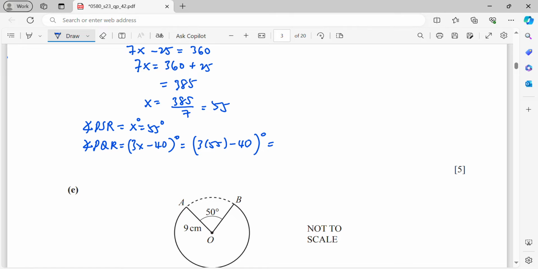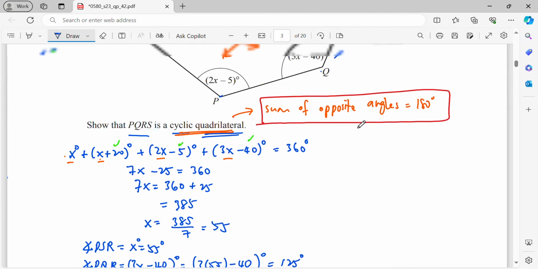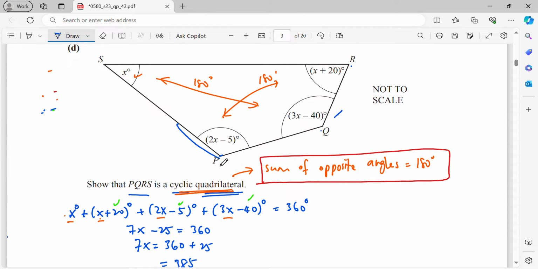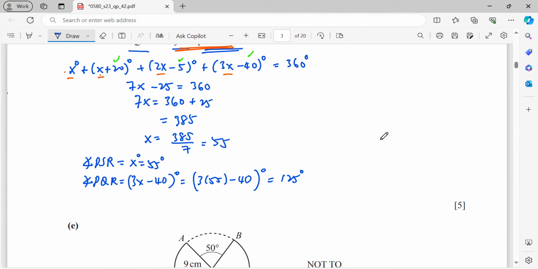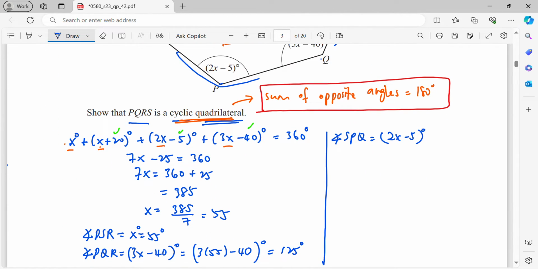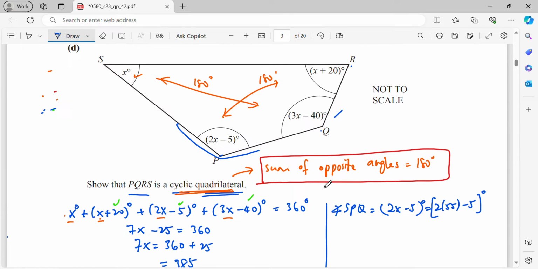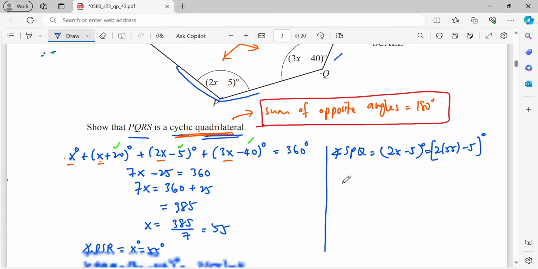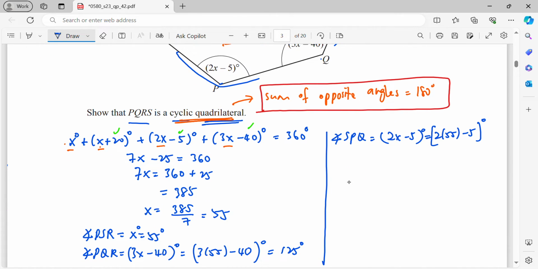Then this is going to be 125 degrees. Okay, then angle SPQ, right? Angle SPQ is 2x minus 5 degrees. Therefore, when you replace the x by 55 and do this calculation, 2x minus 5, here is going to be 105.